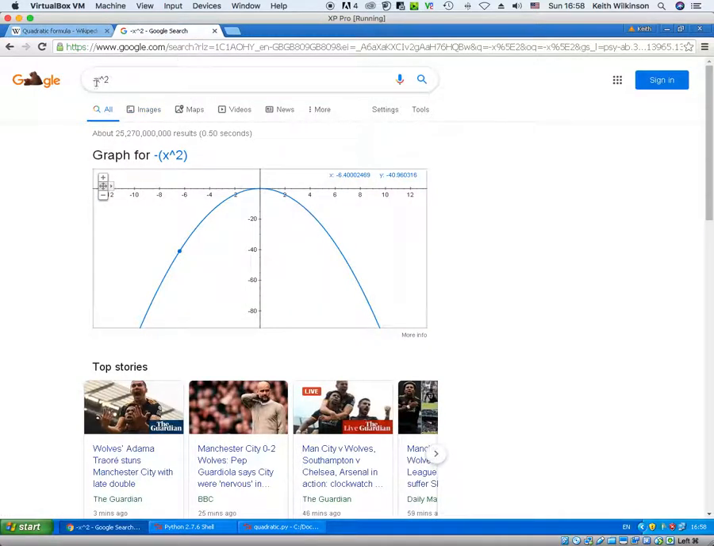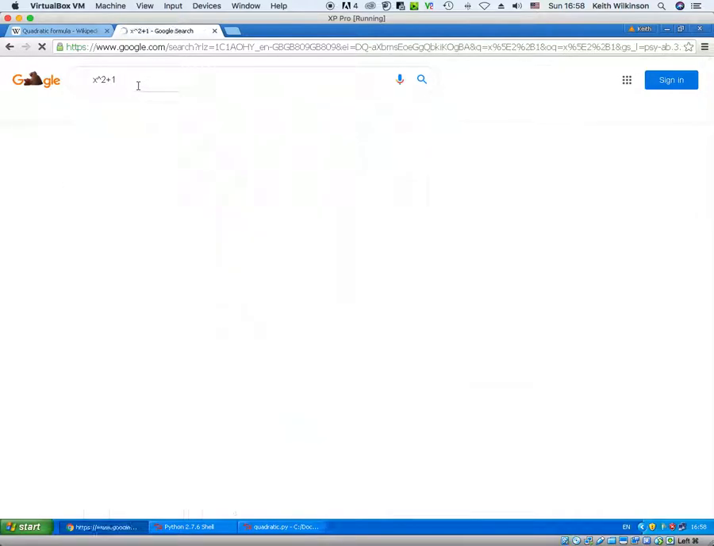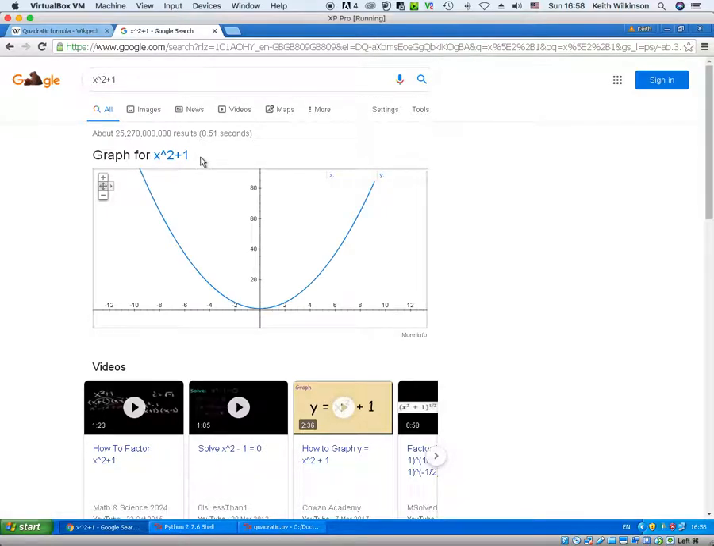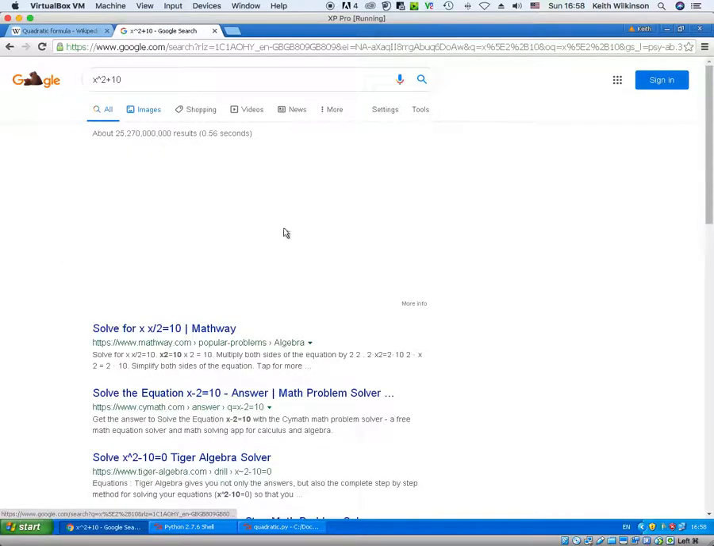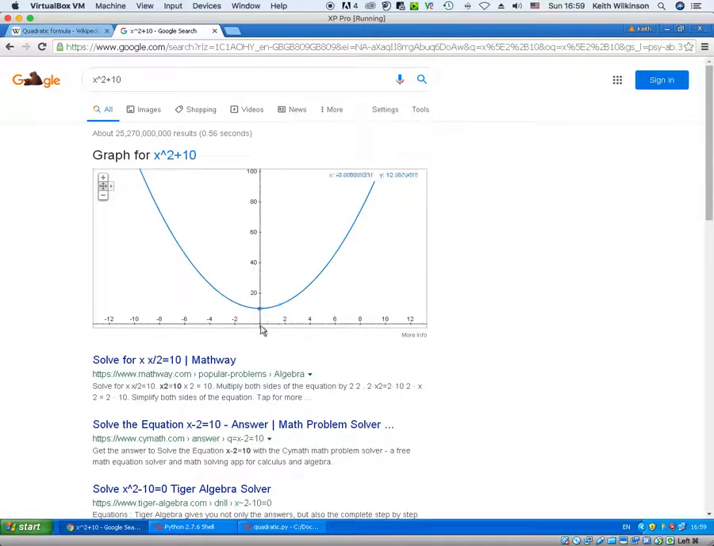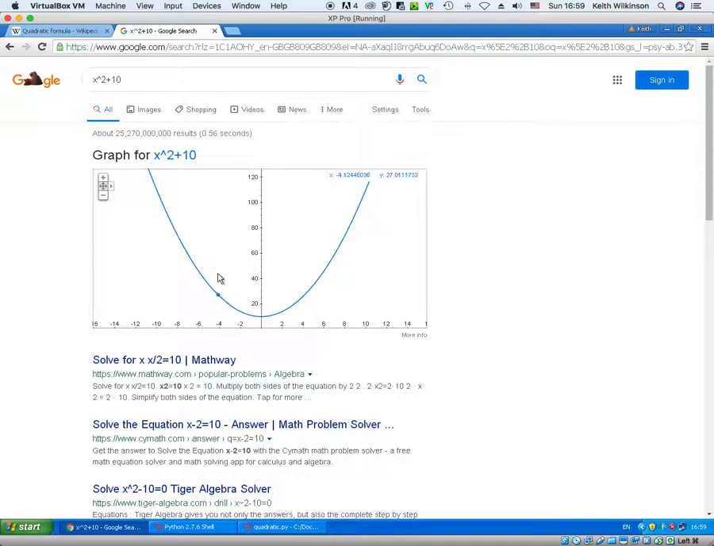Let's take this x squared out, and I'm just going to do x squared plus 1 and do the graph of that. And this time you'll notice that it just doesn't touch the x-axis. In fact, let me make it a little larger so that you can see that. Let's do x squared plus 10. Hopefully, there we go, we've got a larger gap between the bottom of the graph and the x-axis. Oops, I seem to have moved it down. And this has no roots because it doesn't touch the x-axis at all.